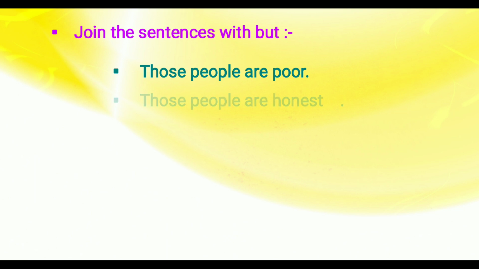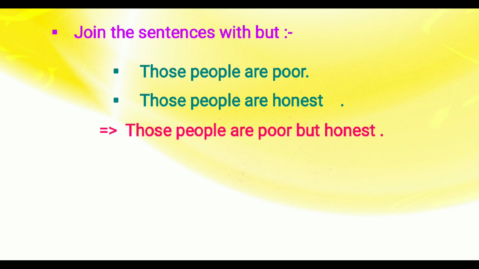The next exercise is: join the sentences with "but". Those people are poor. Those people are honest. Here two contrasts are there. Poor and honest are the contrast. So what will we do? We will write the common part of the sentence and then join the two contrasts with "but". So we write: those people are poor but honest.